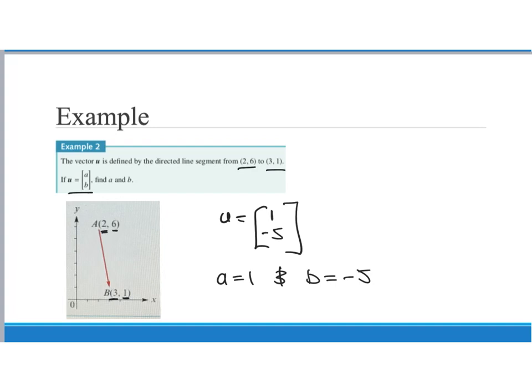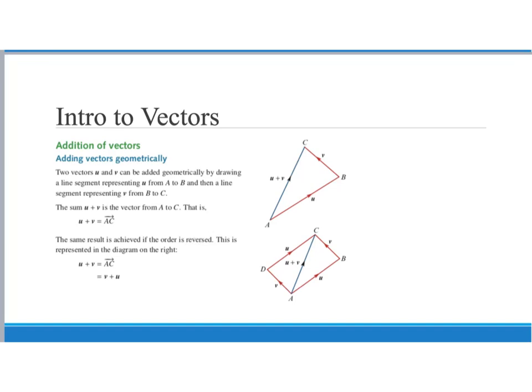If not, just make sure you let me know and we can have a bit more of a chat about it. Okay, now we're looking at addition of vectors. Again, if you're doing physics, you've probably come across this already. If not, that's okay. Two vectors u and v can be added geometrically by drawing a line segment representing u from A to B, and then a line segment representing v from B to C. So we've got u here and v here. The sum of them is the vector from A to C, so from this point to this point is u plus v.